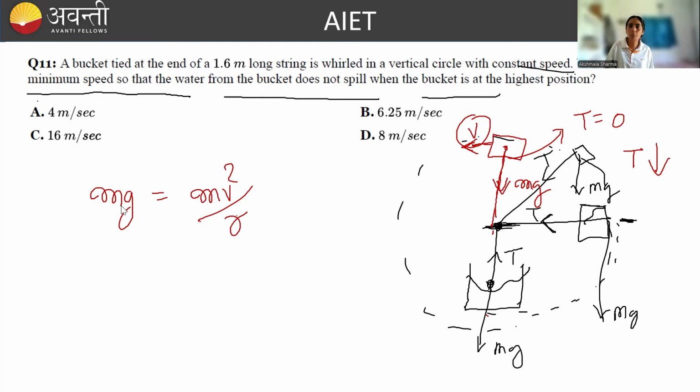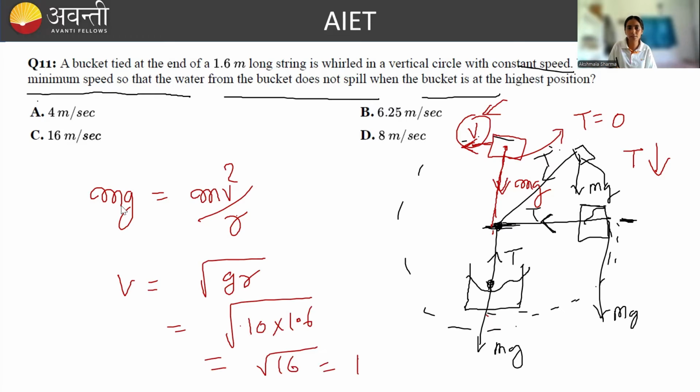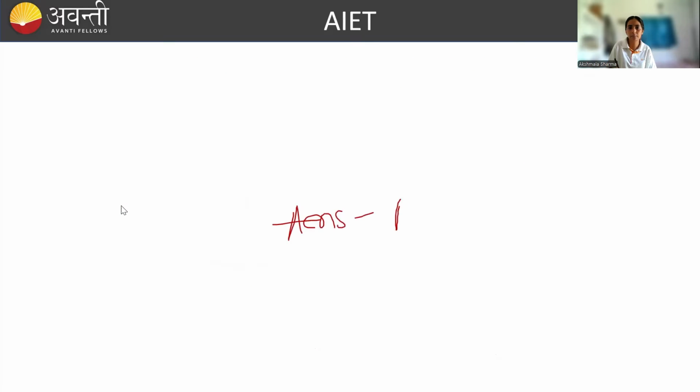Done? So for minimum speed, we make tension 0, and we see that mg is enough to provide the centripetal force in that case. So for minimum speed at the top, you will make tension here 0. Now you calculate the velocity from here. So velocity here is root under g r. Let's take g as 10. R is here 1.6. So this is root under 16. This is 4 meter per second, right? So the correct answer will be your A.